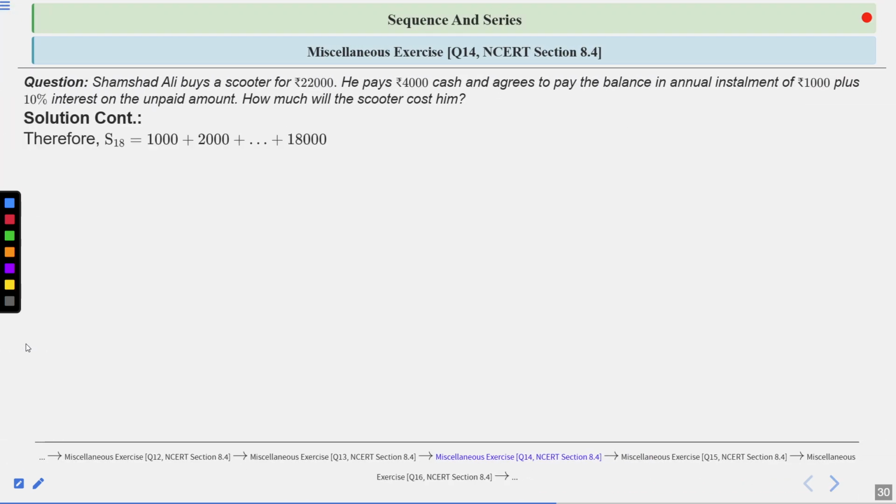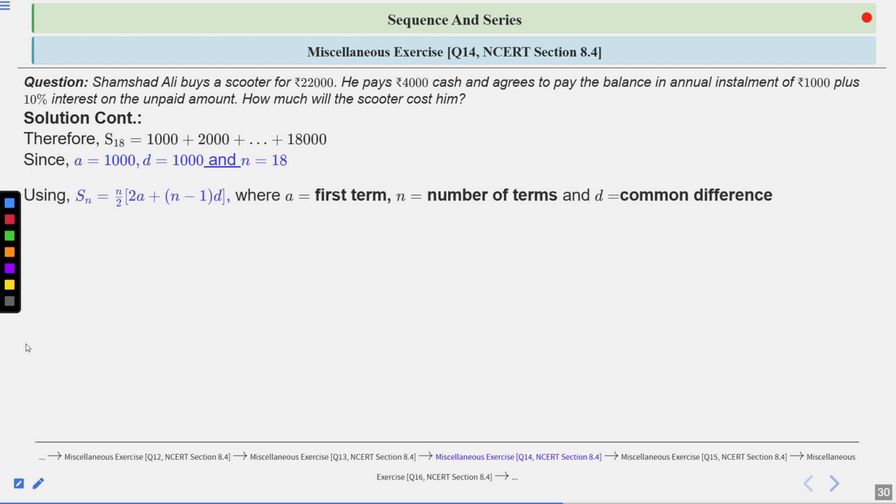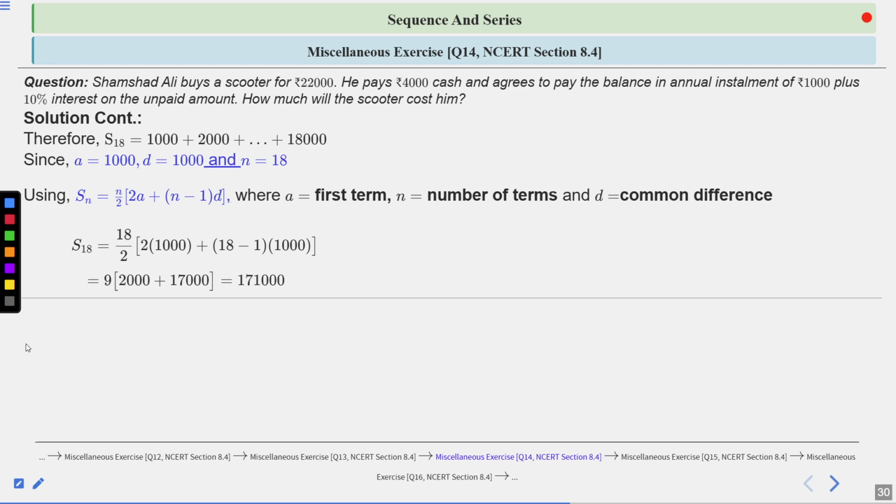Therefore, S18 is equal to 1,000 plus 2,000 plus 3,000 up to 18,000, right? Since A is equal to 1,000, D is equal to 1,000, and n is equal to 18, using Sn is equal to n by 2 into 2A plus n minus 1 into D, where A is the first term, n is the number of terms, and D is the common difference. So S18 is equal to 18 by 2 into 2,000 plus 17,000, which is equal to 9 into 19,000, which is equal to 1,71,000, right? Clear? Which is equal to 1,71,000.